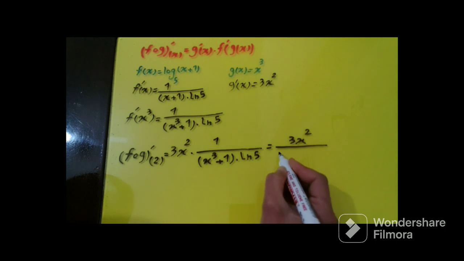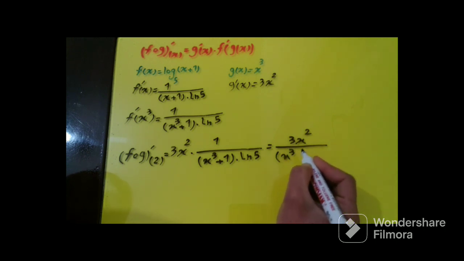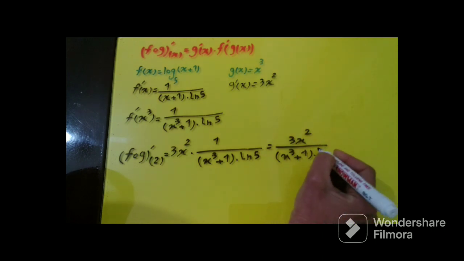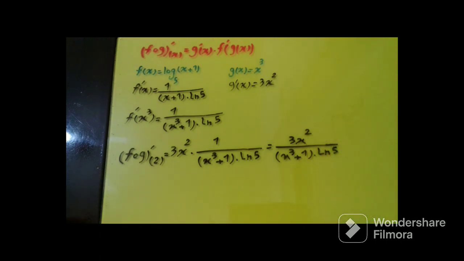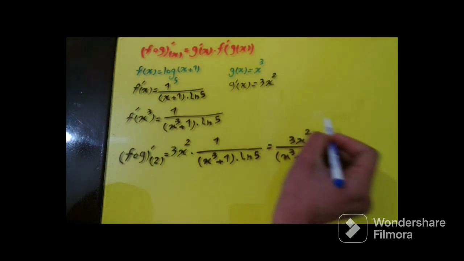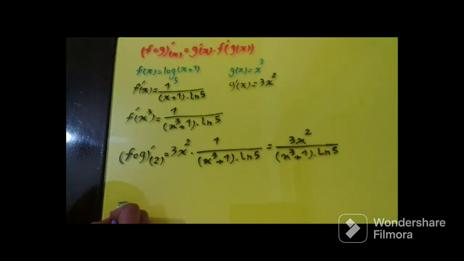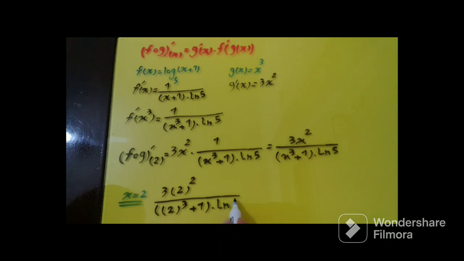It can be 3x squared over x cubed plus 1 times ln of 5. As we want to find the derivative at 2, we should replace 2 instead of x in this term. So it's 3 times 2 squared over 2 cubed plus 1 times ln of 5.